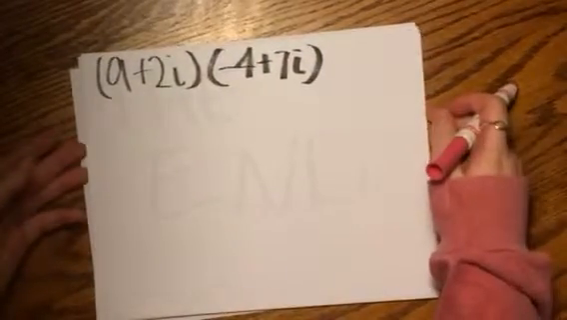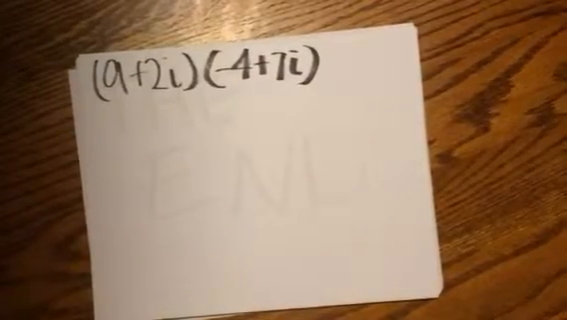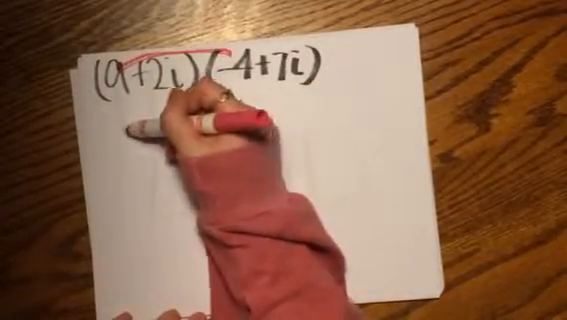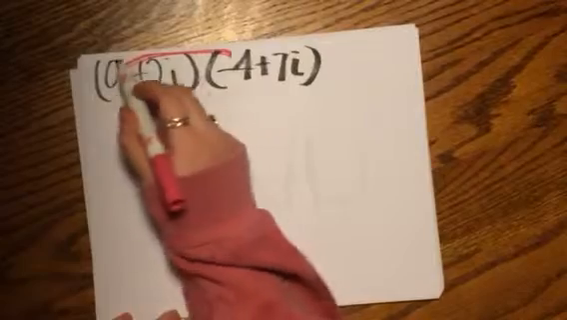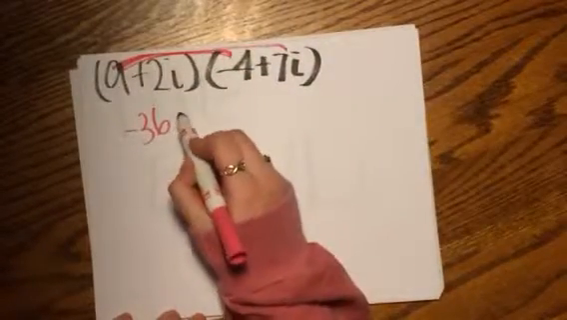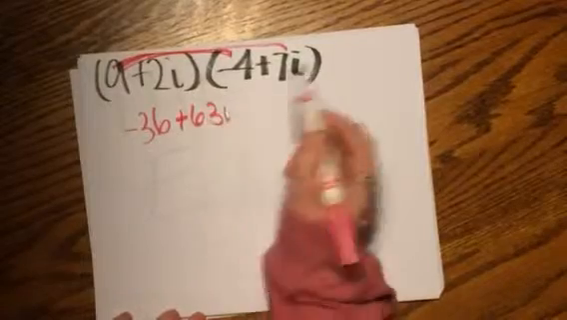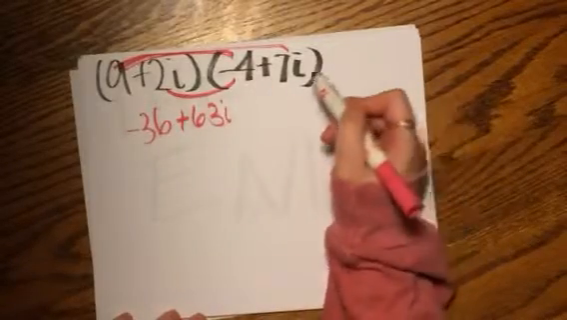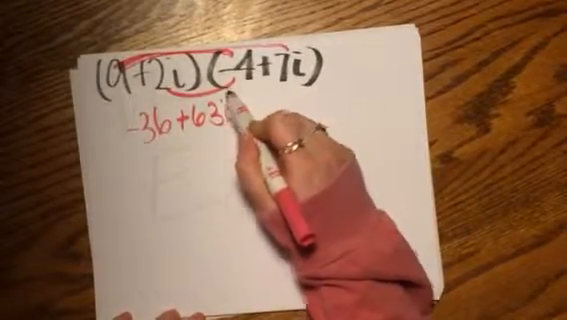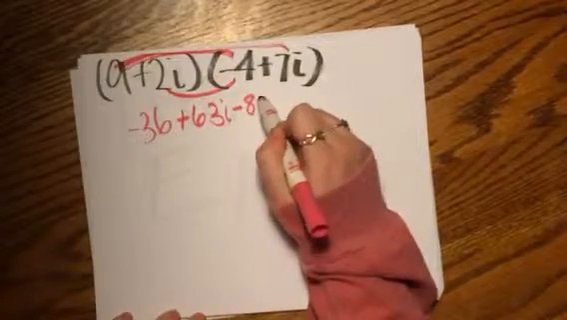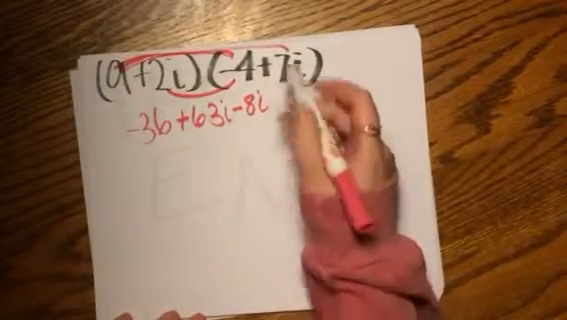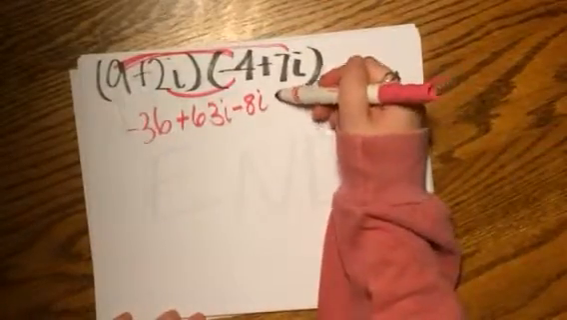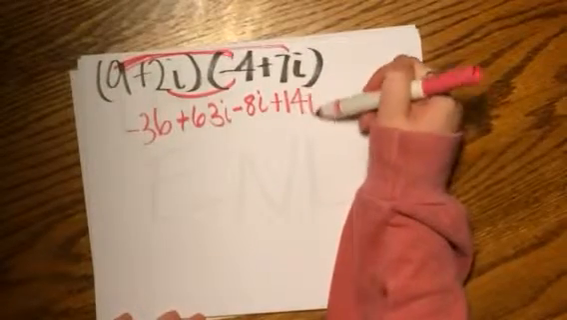Okay, now we're going to have one more problem with multiplying. So 9 times negative 4 gets us negative 36. And then 9 times 7i is 63i. And then we're going to distribute this 2i. So 2i times negative 4 is negative 8i. So 2i times 7i is a positive 14i squared.